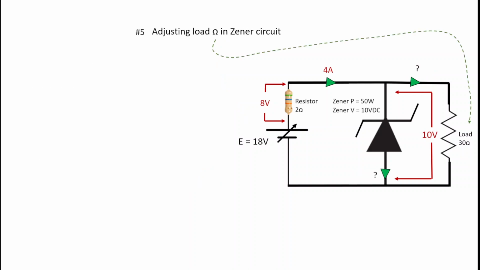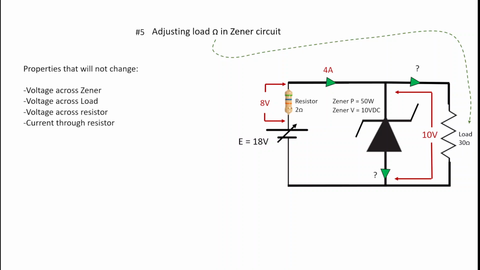Now, let's adjust the load ohms in the Zener circuit. In this situation, again, we need to know the properties that will not change. The voltage across the Zener won't change. The voltage across the load won't change. The voltage across the resistor then won't change. And the current through the resistor won't change. So that means all we're going to do is calculate the current through the load and calculate the current through the Zener. And that's where those two question marks are.